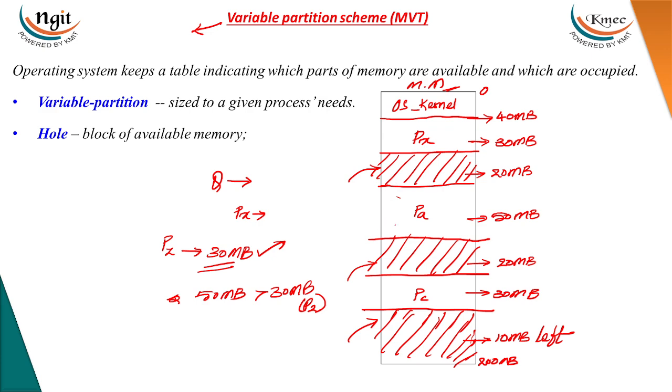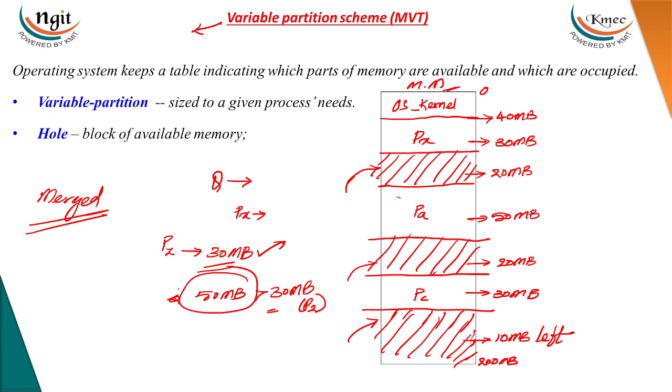But the holes are not in the same place. Suppose PX finishes its execution, then we can merge 30 plus 20 and allocate it here. Otherwise, if PC finishes, we can give that space to PZ. If there are consecutive free memory locations, we can merge them, but here the free memory locations are scattered in different places.